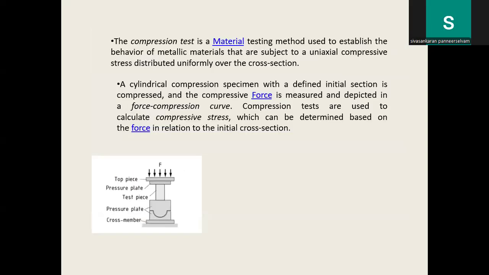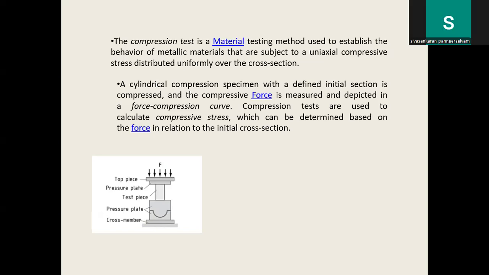So now straight away we will move on to the compression test concept. This slide tells about the positioning of the specimen in the compression test machine. This is the test sample which is held vertically in between the two measuring heads.